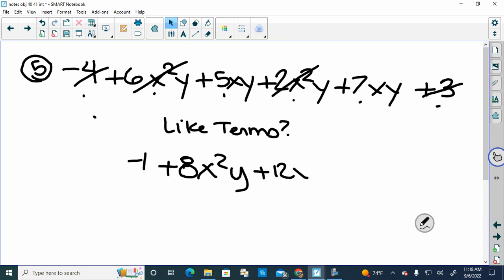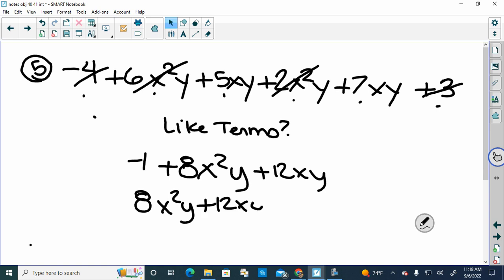Okay, so is it written in descending order? No. Okay, so I want to have this one first. So 8x squared y, then 12xy. And don't flip your y and your x because they're written alphabetically.